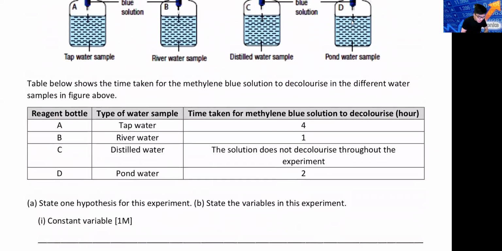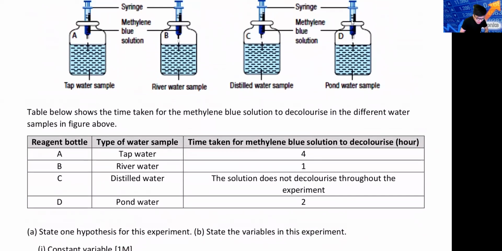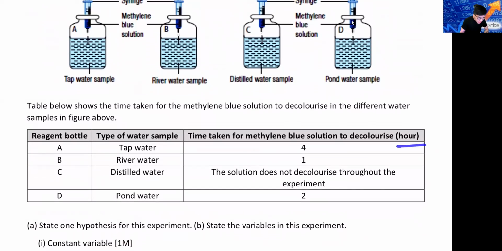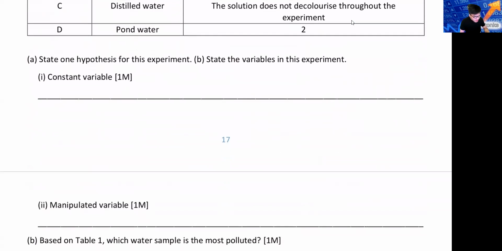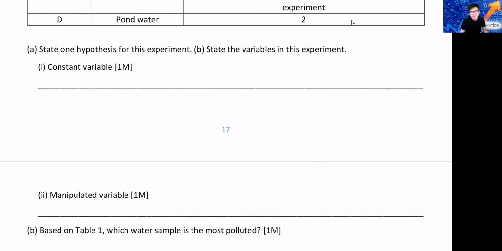As you can see from my example just now, how many hours it takes for them to decolorize. Tap water is very clean, 4 hours to decolorize. Distilled water does not decolorize, maybe a little. So distilled water is the cleanest. River water is the dirtiest because in 1 hour the color is gone. Pond water is slightly cleaner, so 2 hours. This is more of an experiment question. I don't think I want to do this.